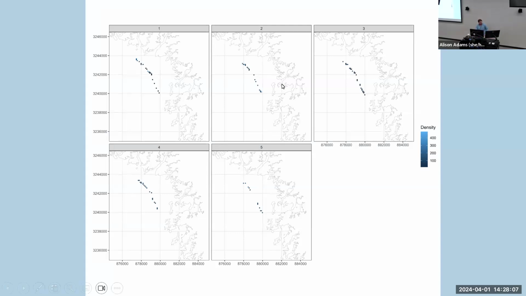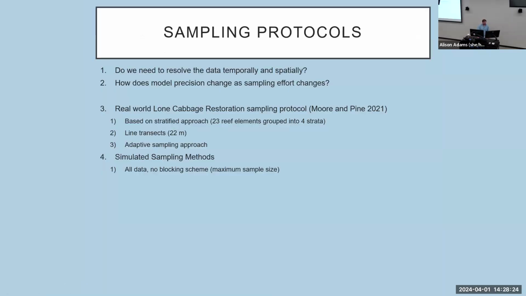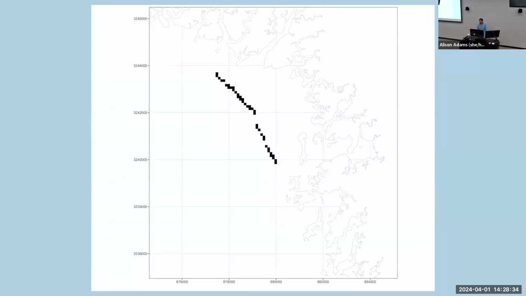Important to note that the adaptive sampling approach did vary sampling effort between each time period. So a different number of sites were sampled at each time period, and the strata were not inherently spatially explicit, so you may not end up with equal spatial coverage across the reef. I then simulated some sampling methods to answer this first question about resolving the data temporally and spatially. And so first I started with all of the data. Here's what that looks like for the sites that were available.